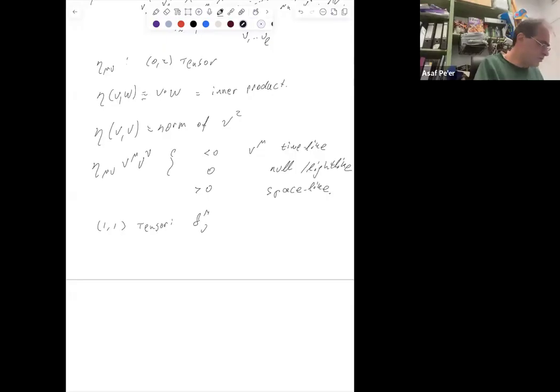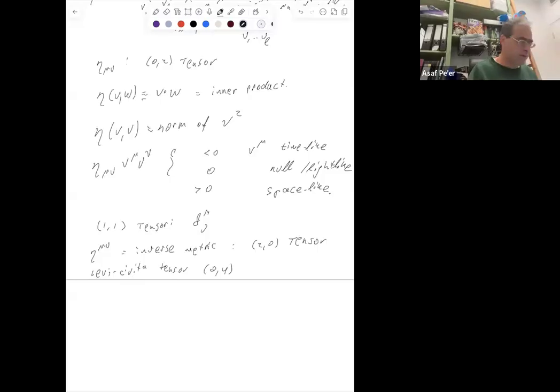We introduce the inverse metric, eta mu nu. This is a type 2-0 tensor. We introduce the Levi-Civita tensor. This is a 0,4 tensor, epsilon mu nu rho sigma.